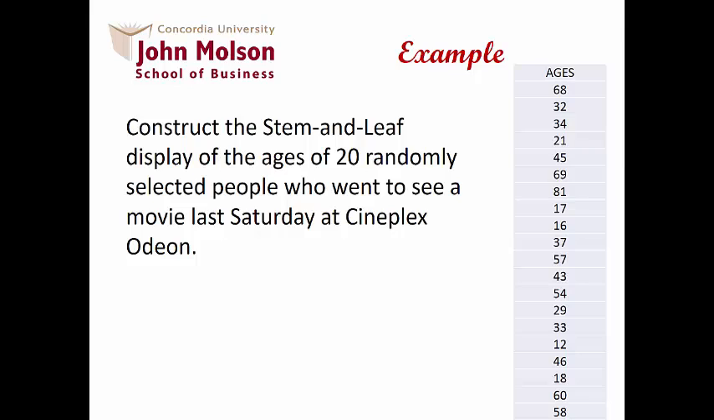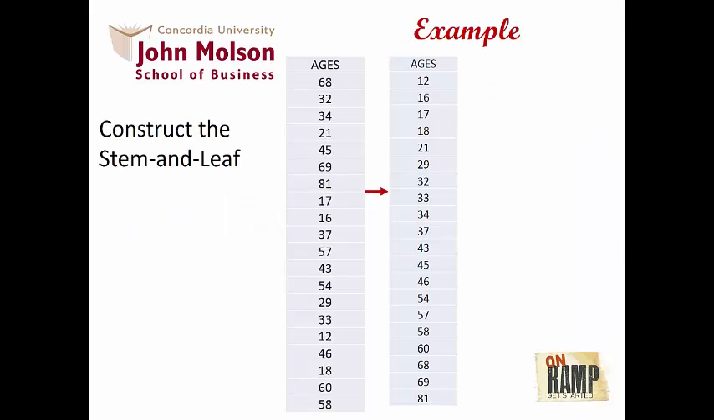As an example here, let us construct a stem and leaf display of the age of 20 randomly selected people who went to see a movie last Saturday. The ages are here. Of course, to build the stem and leaf as we saw, we need to put this in increasing order. And then I look at the numbers that I have here.